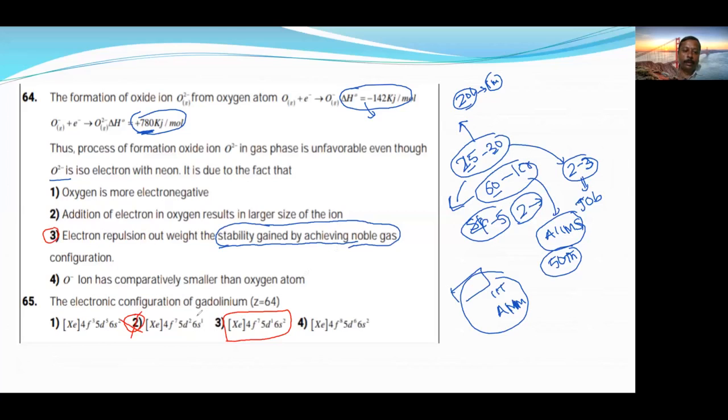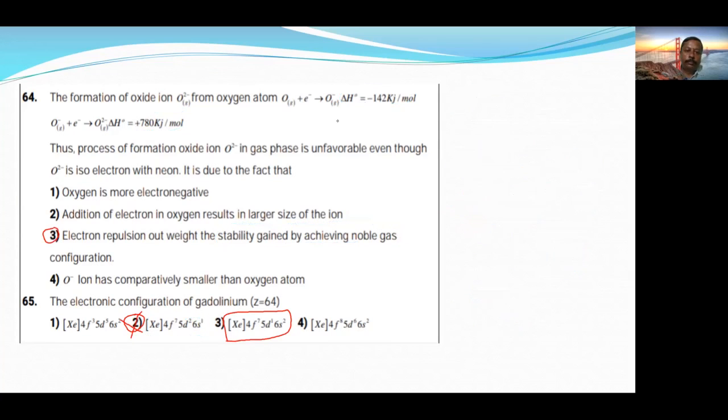Then, the electronic configuration of gadolinium. Actually people think like this, but the answer is the third option. You can cross-check with Google. Okay, next.